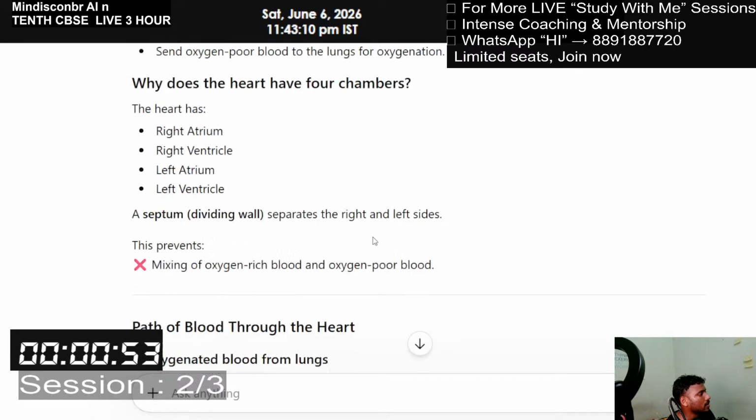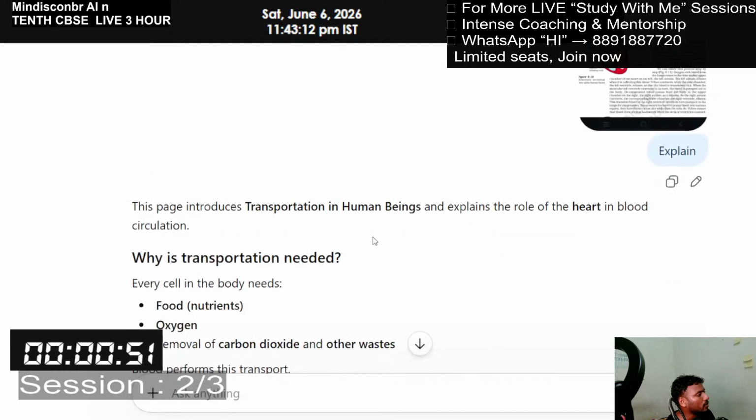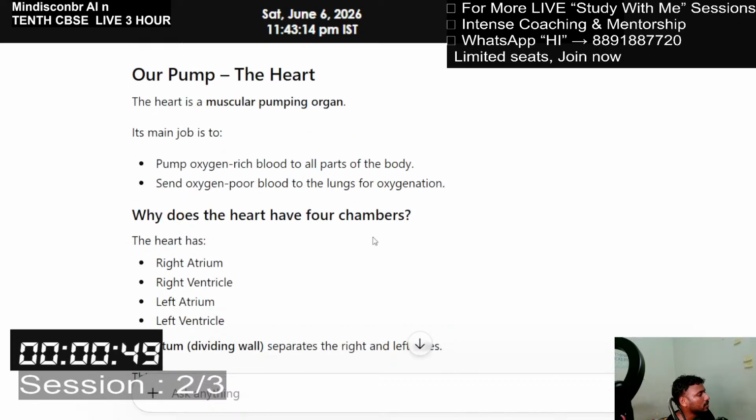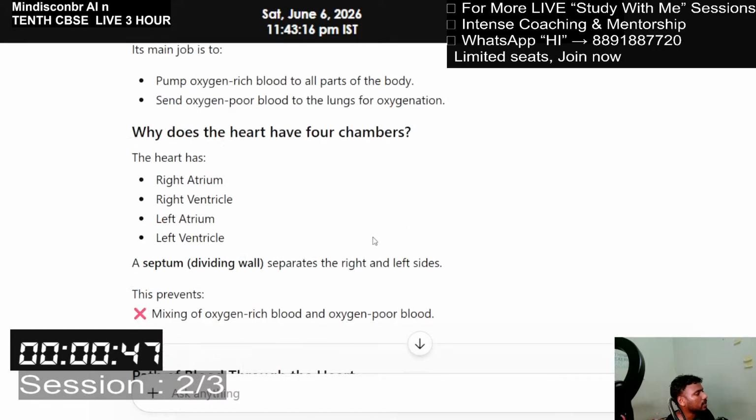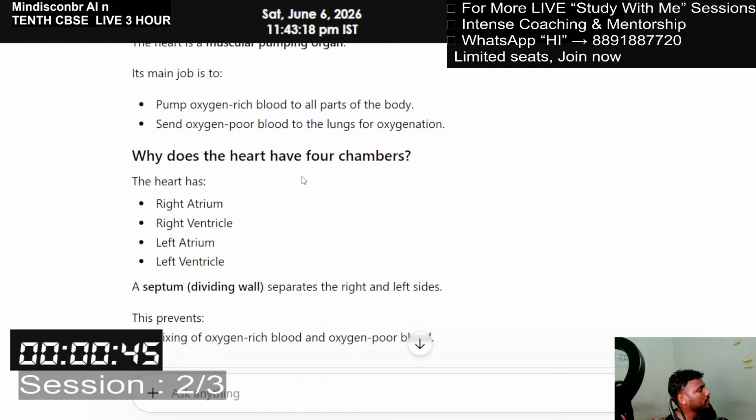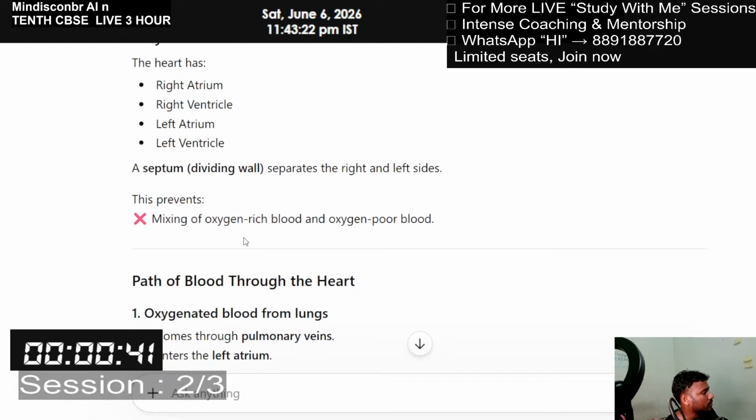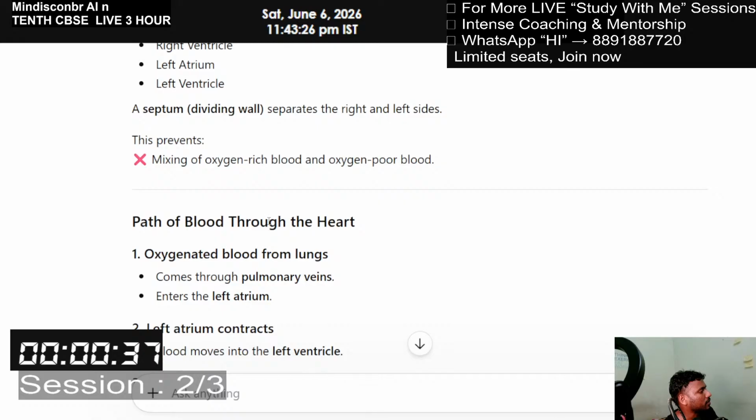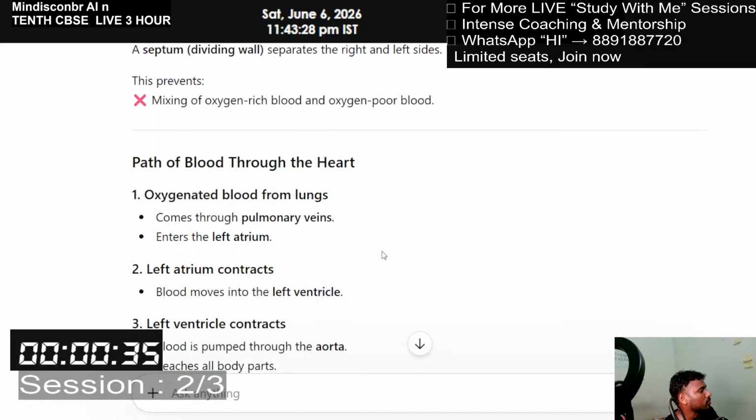Once more, coming to the full heart section. Why does the heart have 4 chambers? The heart has the right atrium, right ventricle, left atrium, and left ventricle. A septum, a dividing wall, separates the right and left sides. This prevents mixing of oxygen-rich blood and oxygen-poor blood.